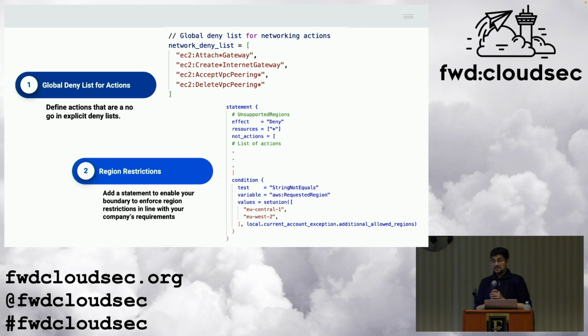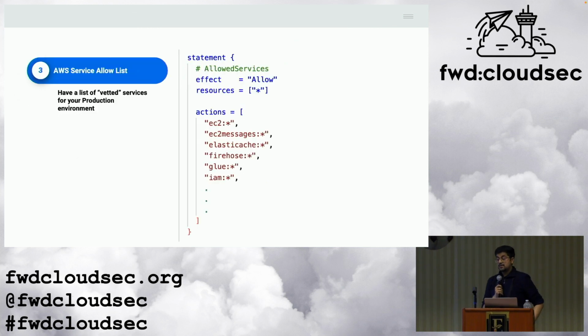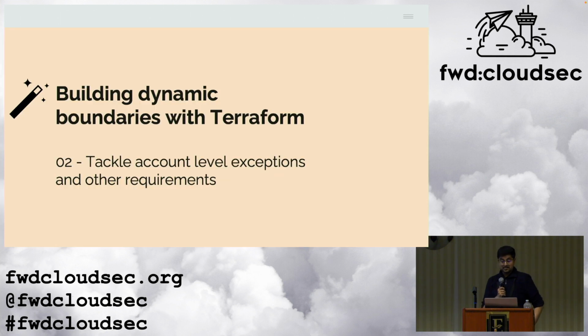That's one. Second is region restrictions. Often with regulatory requirements, you need to only deploy in the EU, for example, or you only need to deploy outside the EU. So how do you tackle that? We added another condition just to allow certain region restrictions. And then towards the end, we added a service allow list, which basically says only the services that are vetted by the security teams are allowed as part of the boundary, because you cannot allow any services as soon as they are released. So this was the very basic boilerplate, but it doesn't cater to all the needs.